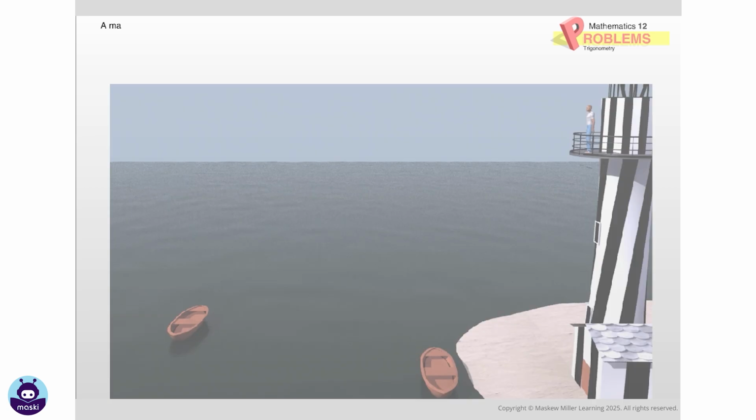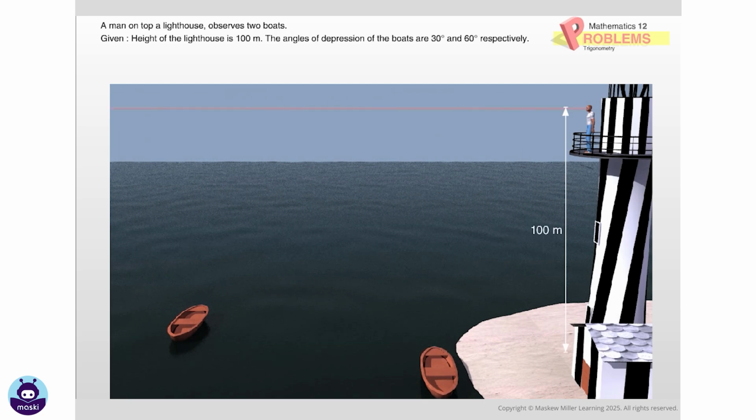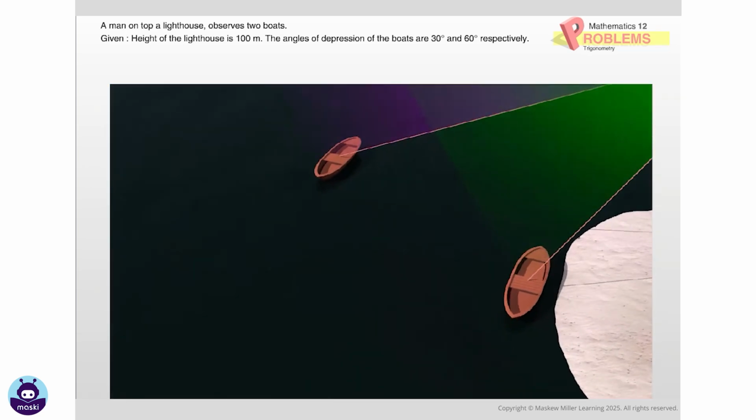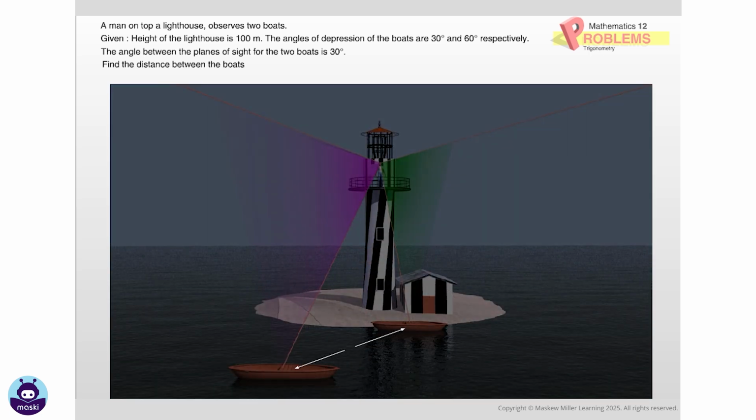On top of a lighthouse and two boats. A man on top of a lighthouse observes two boats. Given, the height of the lighthouse is 100 meters. The angles of depression of the boats are 30 degrees and 60 degrees respectively. The angle between the plane of sight for the two boats is 30 degrees. Find the distance between the boats.